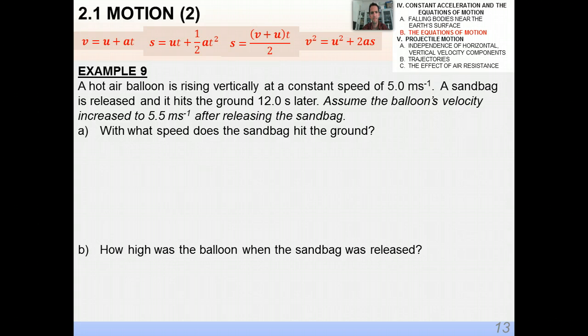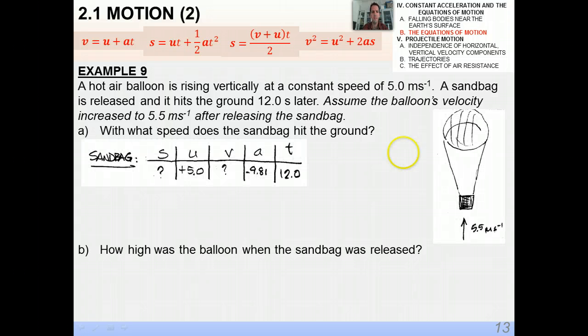Okay, so I have a hot air balloon rising vertically at a constant speed of 5 meters per second. A sandbag is released. The sandbag is going upwards also at 5 meters per second, and it hits the ground 12 seconds later. Assuming the balloon's velocity increases to 5.5 meters per second after releasing the sandbag, with what speed does the sandbag hit the ground?